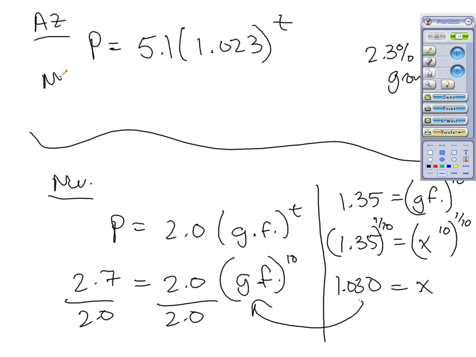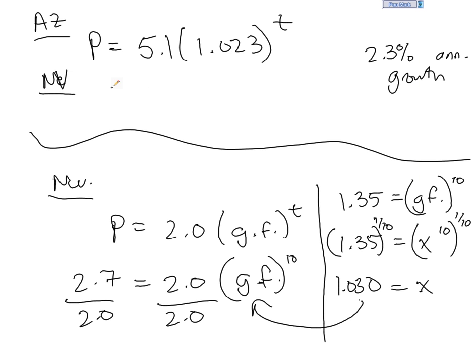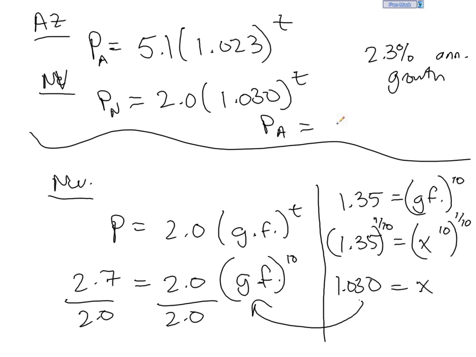So for Nevada, we would have P equals 2.0, if you want, times 1.030 raised to the power of time. So this is the population for Arizona, and this is the population for Nevada. Now what we want to know is, will the population for Arizona ever be equal to the population for Nevada? In other words, will these two y values ever be the same?